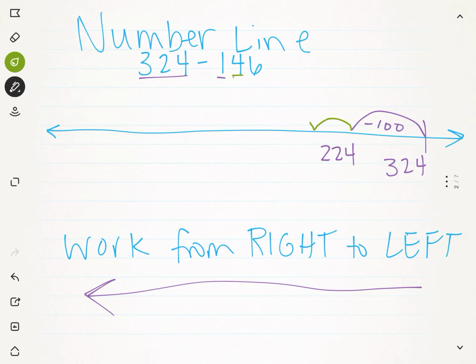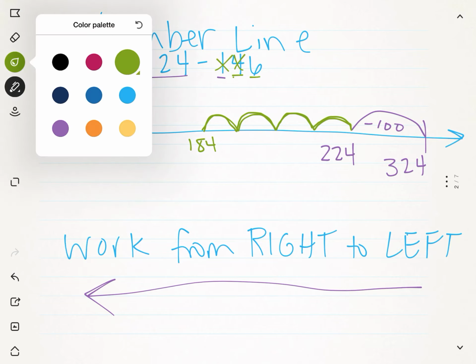So now we're going to subtract our tens. I have 4 tens. 1, 2, 3, 4. So we're going to subtract by 10. So 224, 214, 204, 194, 184. Okay, so we've dealt with that too.